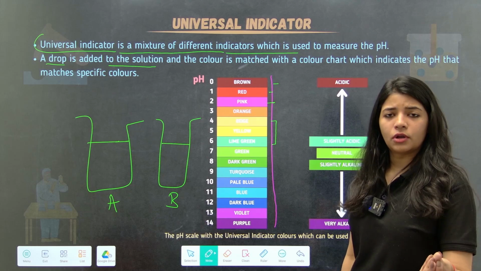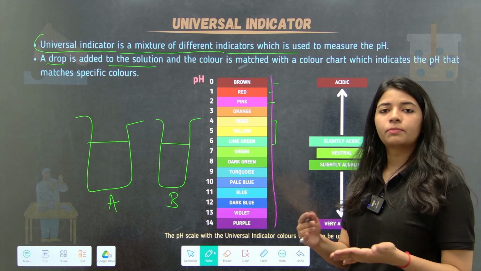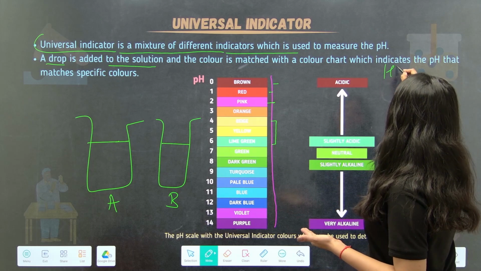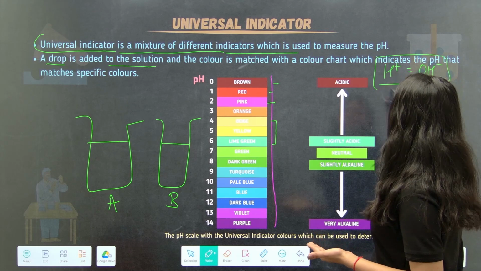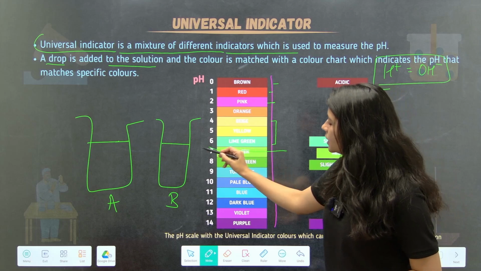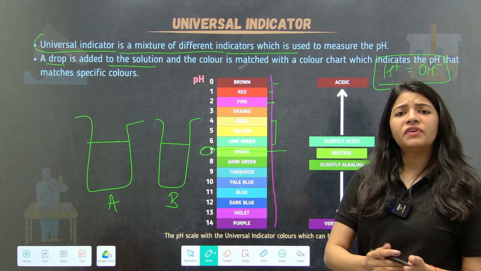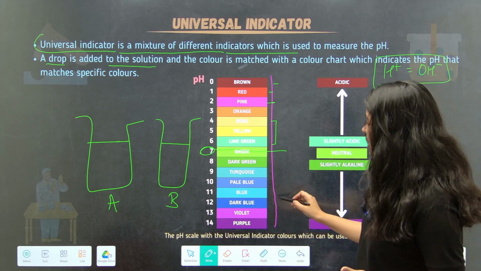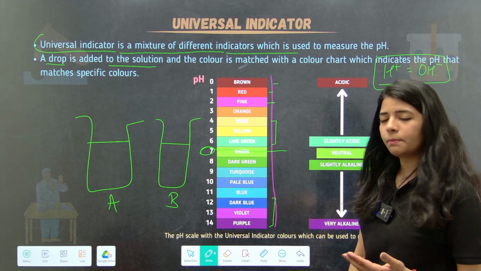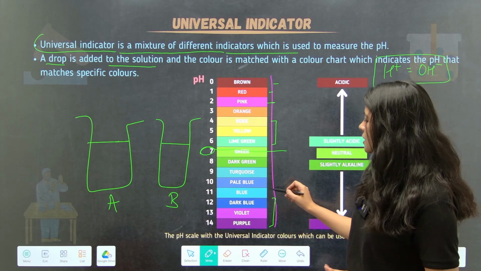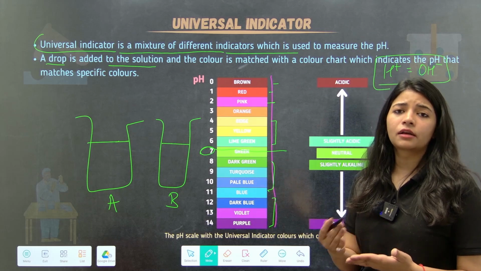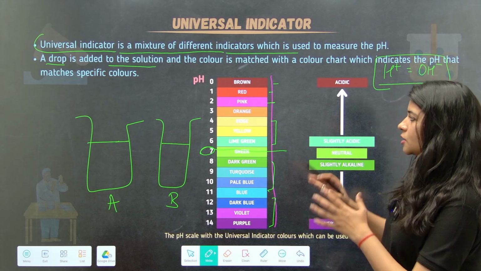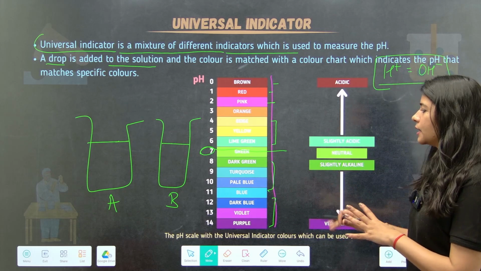If it is neutral, neutral means it is not acidic, not basic. It means H+ ion concentration is equal to OH− concentration. This means the neutral solution. Then it will be green in color, the pH 7. If it is strongly basic, then the color will be dark blue, violet or purple. If it is a weak base, then blue, pale blue, turquoise and dark green colors can be seen, right? So this is the way, this is the universal indicator.